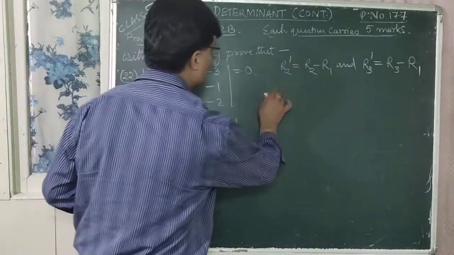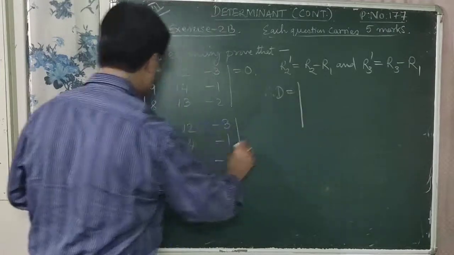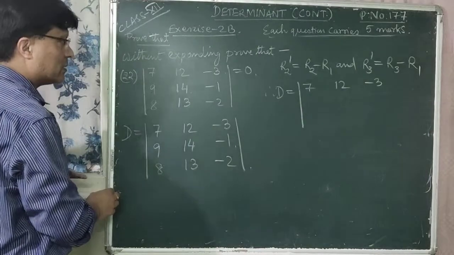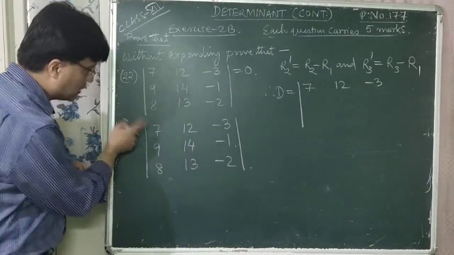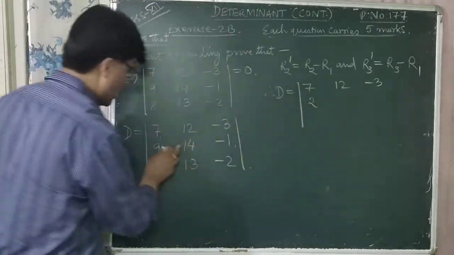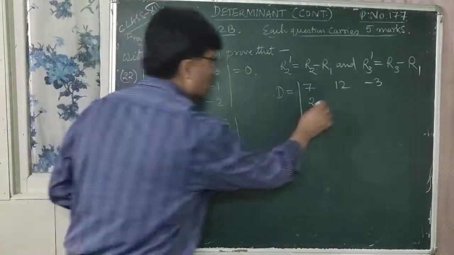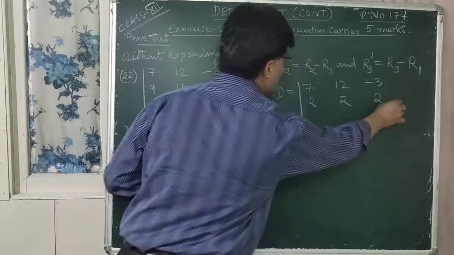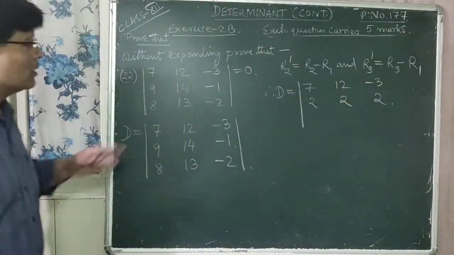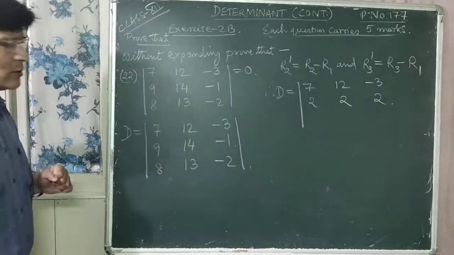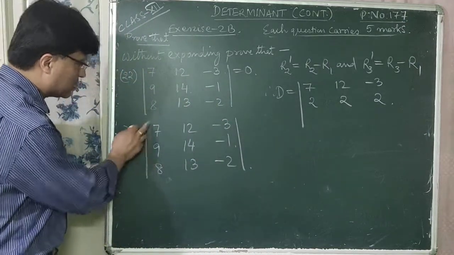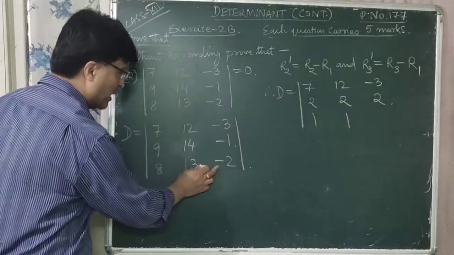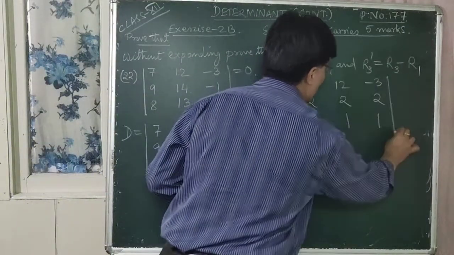So therefore what is D? So D is equal to, what is the first row out here? 7, 12, minus 3, right? What is R2 minus R1 now? 9 minus 7, 2. 14 minus 12 is also 2. Minus 1 plus 3 is also 2, isn't it? So we get 2 here. Similarly, what is R3 dash? Is equal to R3 minus R1. 8 minus 7, 1. 13 minus 12, 1. Minus 2 plus 3 is also 1. Right?